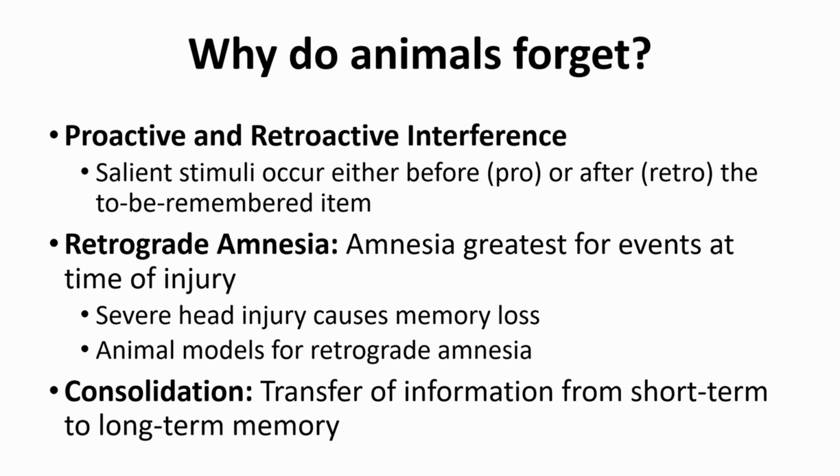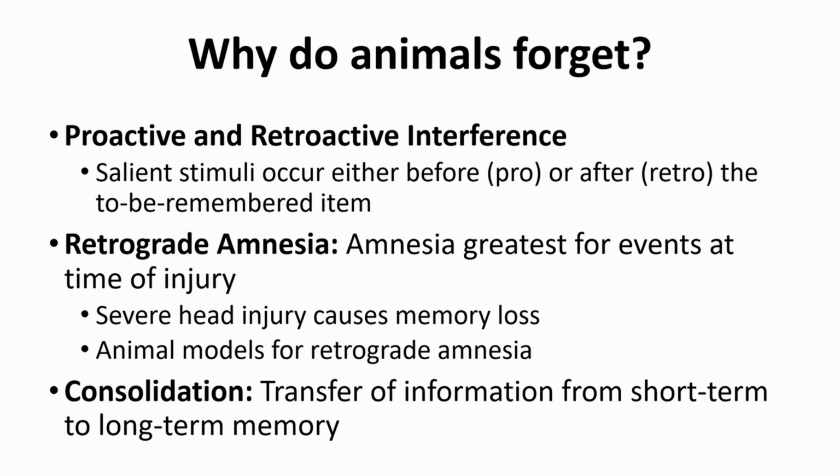We can also discuss amnesia. Of course, we're going to discuss amnesia as it relates to forgetting. There are two types of amnesia, at least two types. There's retrograde and anterograde amnesia. We're only going to be focusing on retrograde because that fits with our discussion of the acquisition, storage, and retrieval of information. So for retrograde amnesia, we have greatest amnesia for events that occurred at the time of injury. So we're saying that you can't remember things that happened in the past, and specifically you have the most trouble with remembering things that happened around the event that caused the amnesia.